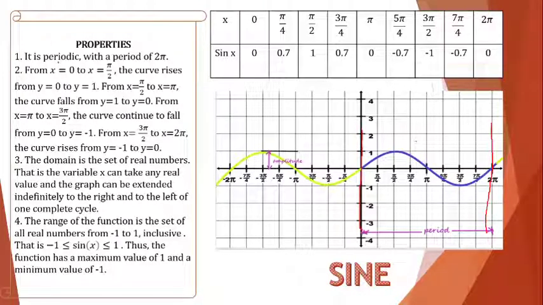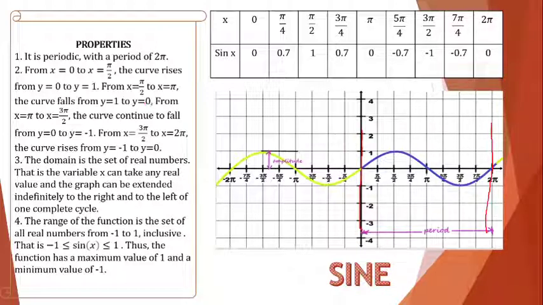Okay? So now, from x is equal to 0 to x is equal to pi over 2, the curve rises. Tama, di ba? Pataas, which is positive siya eh. From x is equal to pi over 2 to pi, the curve falls. Kasi, from 1 to 0, ang y niya is 0, di ba?